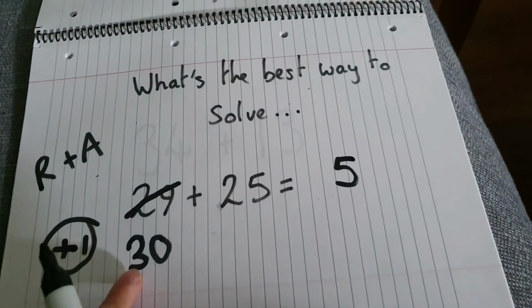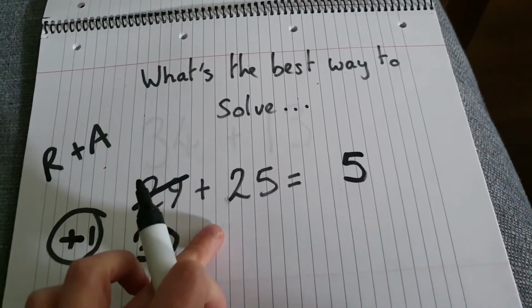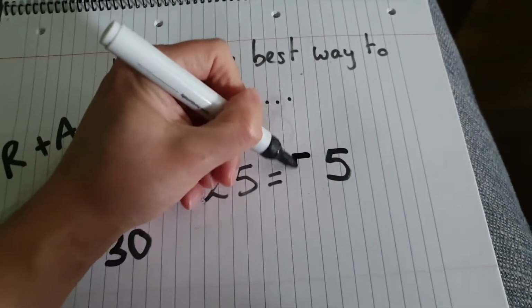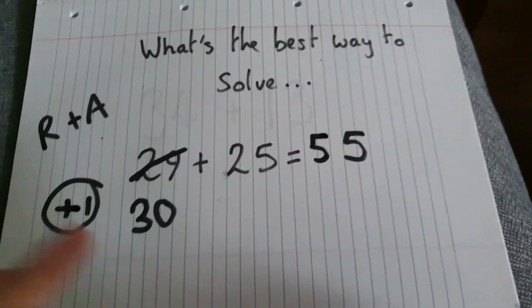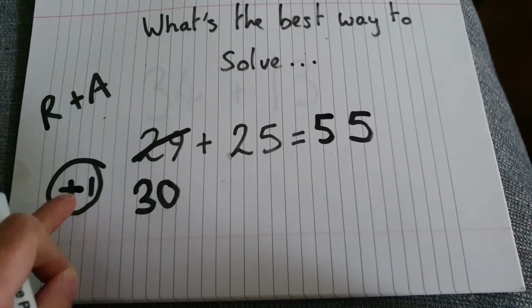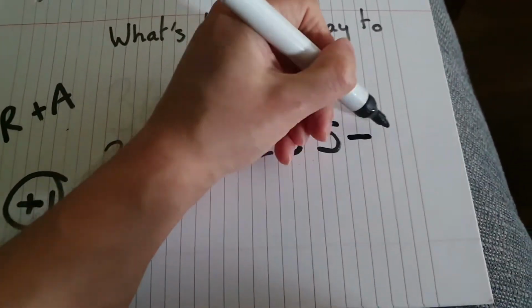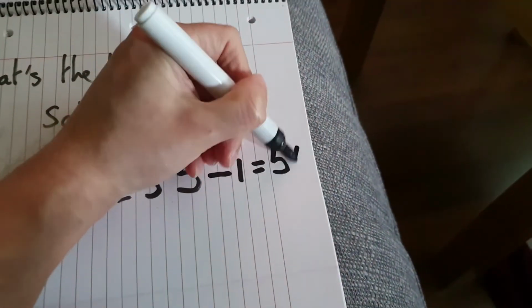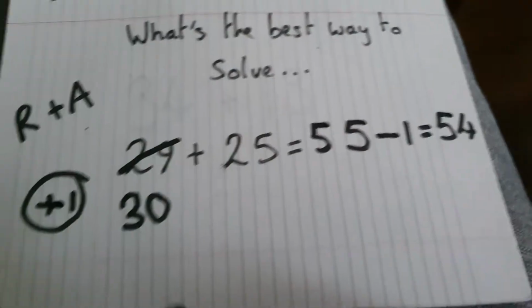And now I can just add the 3 10s to the 2 10s. 3 10s add 2 10s, 3 add 2 is 5, giving me the answer 55. But earlier on, I added the 1, so right at the very end, I must subtract the 1, giving me the correct answer, which would be 54.